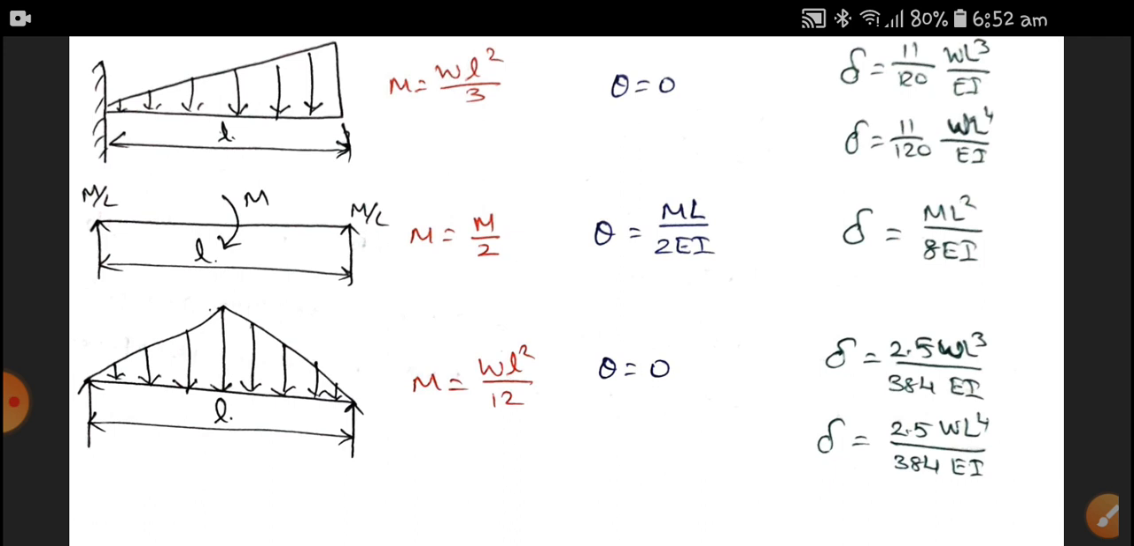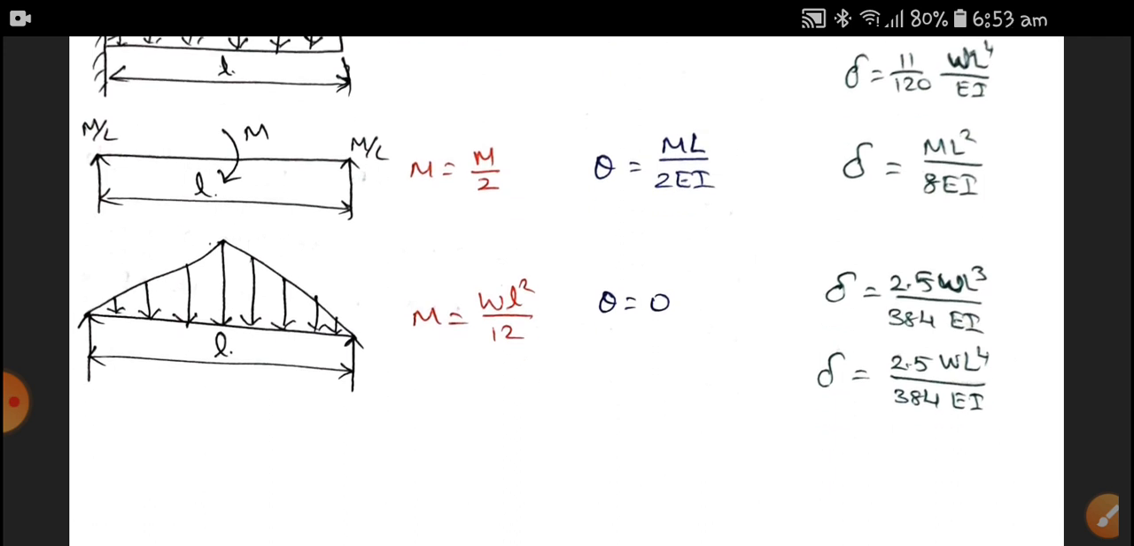For the simply supported beam having uniformly varying load, maximum at the center and zero at the ends, the maximum bending moment M is equal to WL square by 12, theta is equal to 0, and delta is equal to 2.5 WL power 4 divided by 384EI, or with this W as capital W, we can say in small w, 2.5 small w L cube divided by 384EI. That is all about the slope, deflection and the shear force and bending moment diagram in beams.